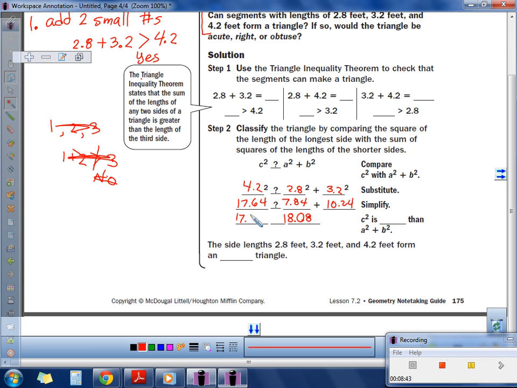And on the left side, you get 17.64. Now, which of these numbers is bigger? This one over here. So that means the mouth opens up to the bigger one. How do you read that symbol right there? That is a less than symbol, and less than means acute. They go hand in hand. Small, that means less than, acute. Good.